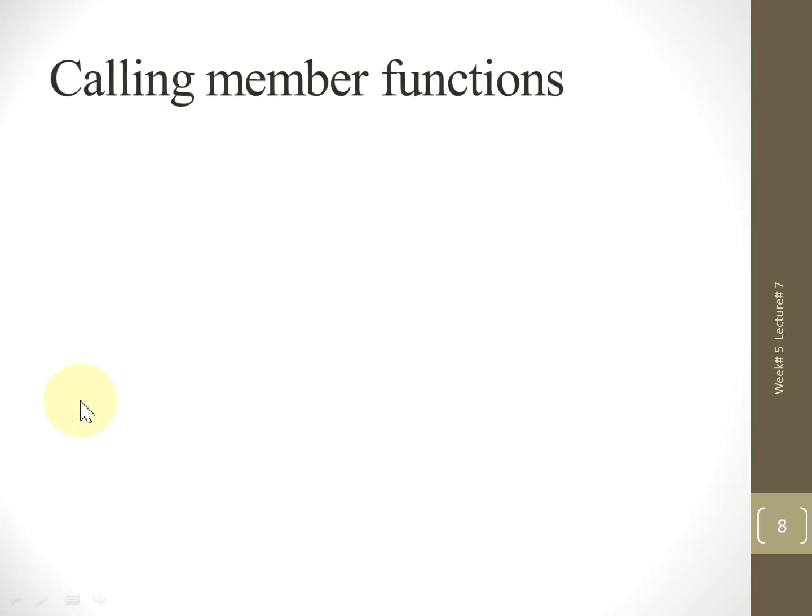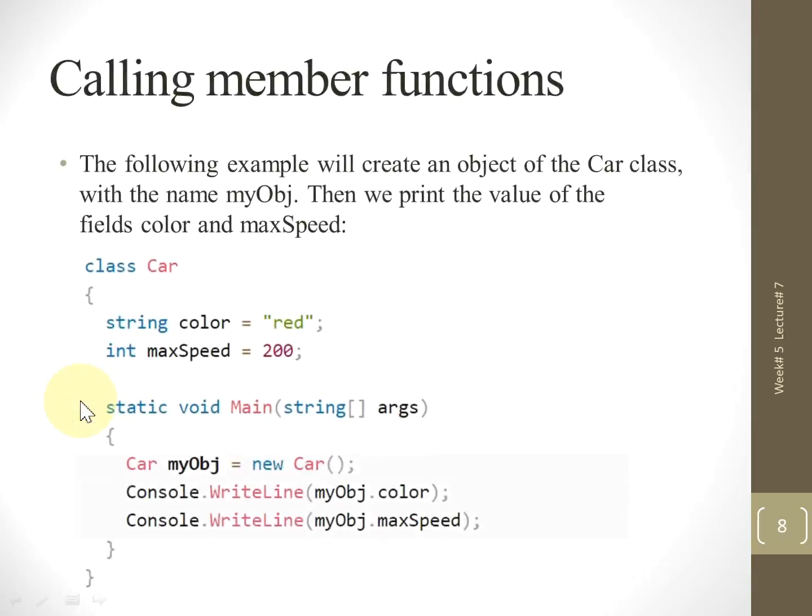Now let's see how to call these members. I have already discussed in the previous slides that whenever we call them, we call them with the help of the object, for example myObject.color. The dot is for concatenation; we just called a data member, and myObject.maxSpeed calls the second data member. If we want to call the function, we also use the object, dot, function name.